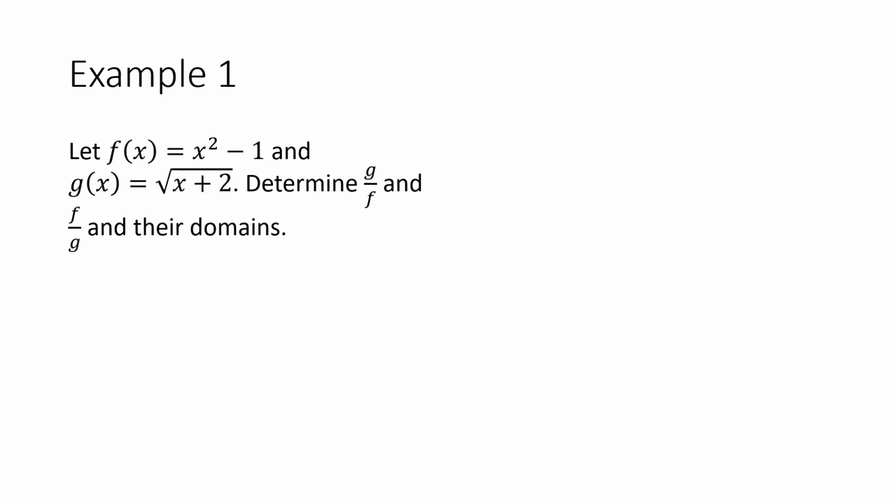So let's try an example and you'll see what I mean. We've got f of x equals x squared minus 1, g of x is the square root of x plus 2. We want to do both directions, g divided by f and f divided by g, and we also want to discuss their domains. That might be easier to start with.